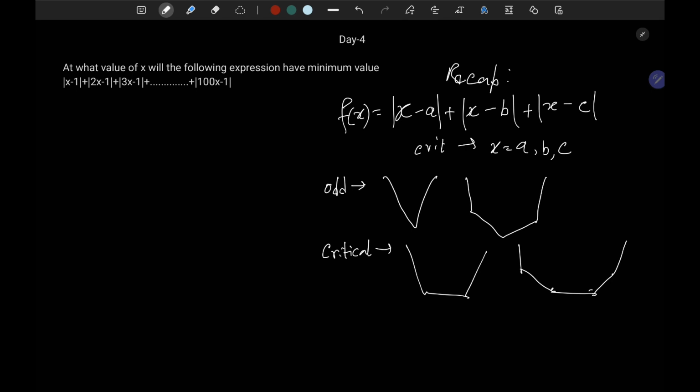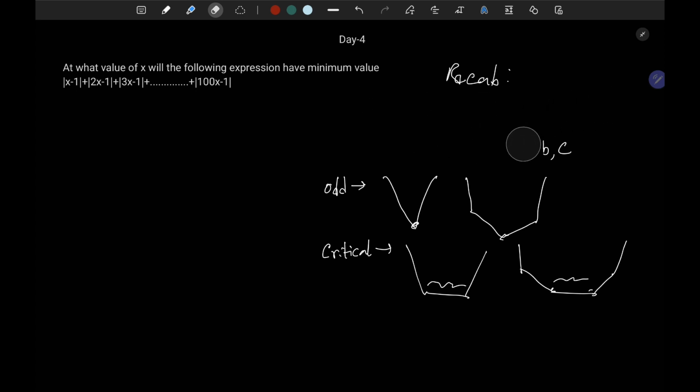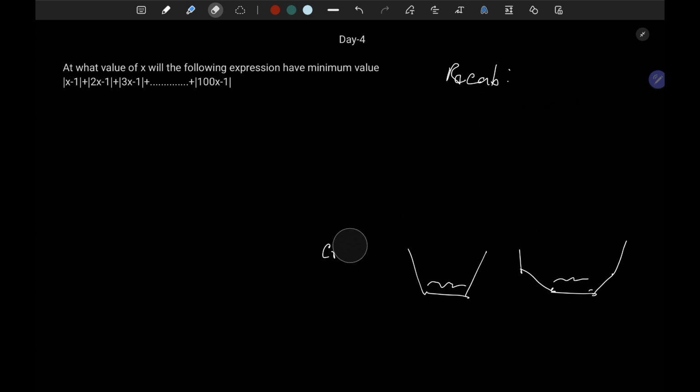So we had basically a graph with a flat bottom, a line parallel to the x-axis, and from that you could solve for the value of x. If you plugged the value of x into the function, you would get the minimum value of the function at that point or within these ranges. That was the key takeaway from yesterday's session, so let's get started with today's problem.